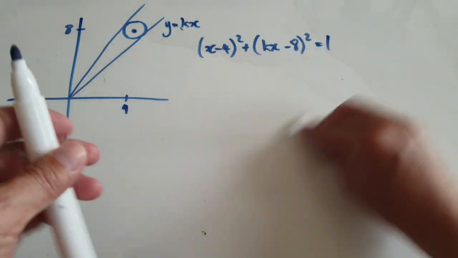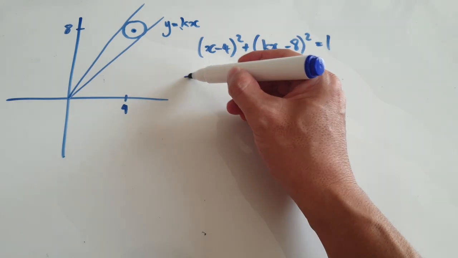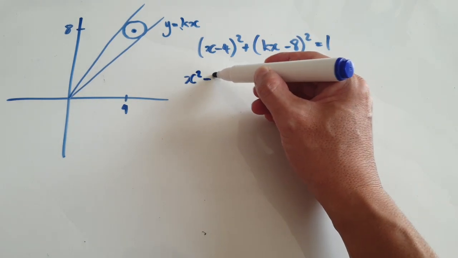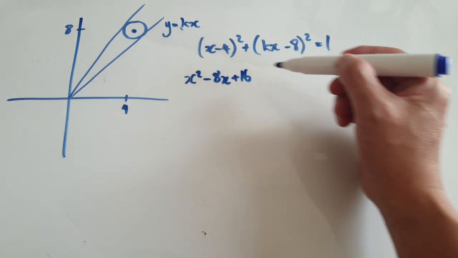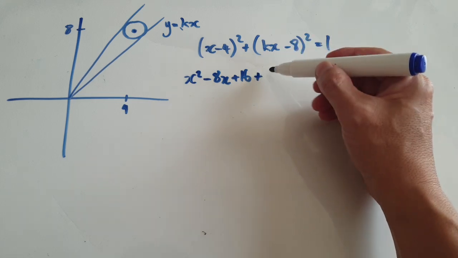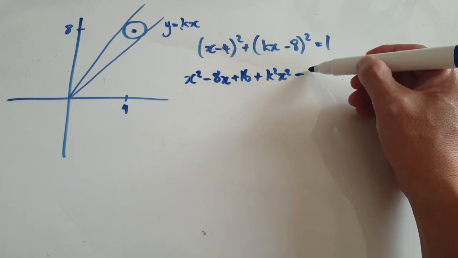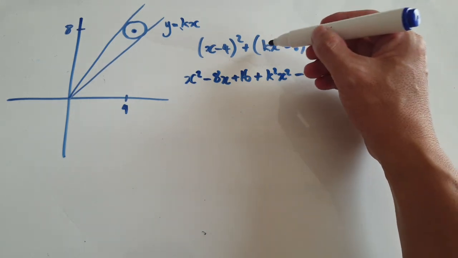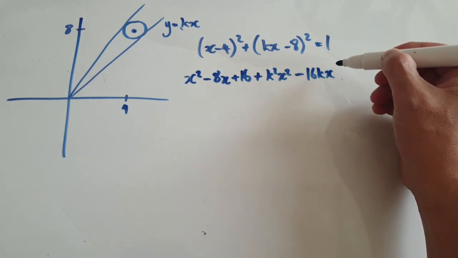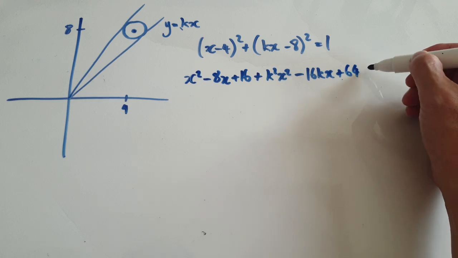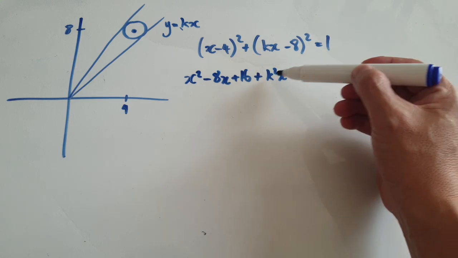Okay, so now multiply this out. That would then give us x squared minus 8x plus 16. That's us taking care of that. And then multiply this out. This would be k squared x squared minus 16kx, and then that would be plus 64 equals 1. So if you can't do it in one go, do it step by step. If you multiply this out, it will then give you this.